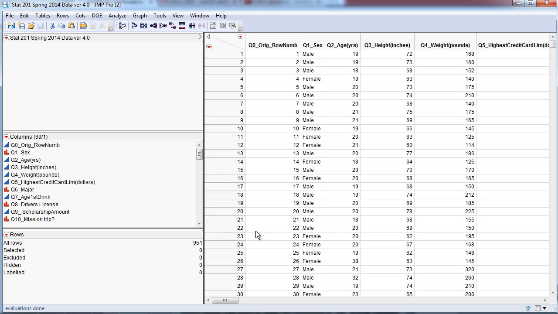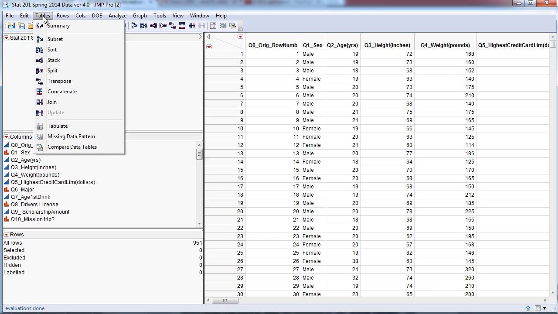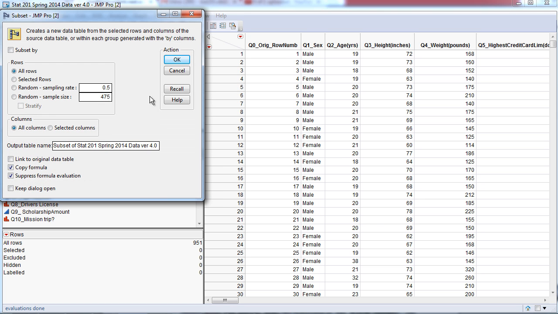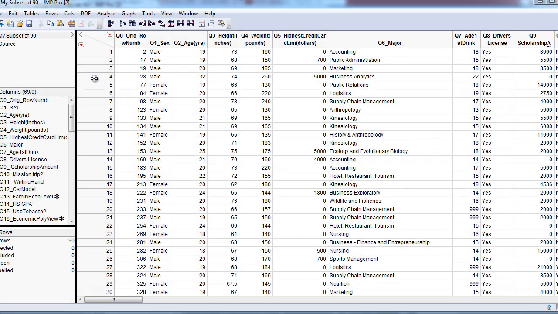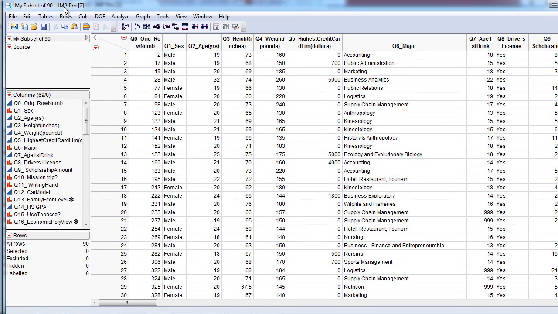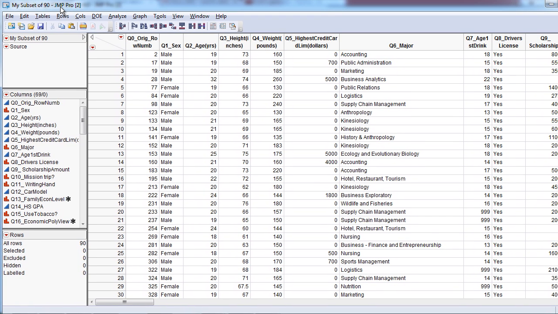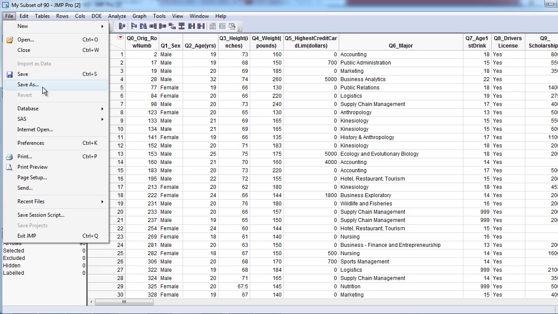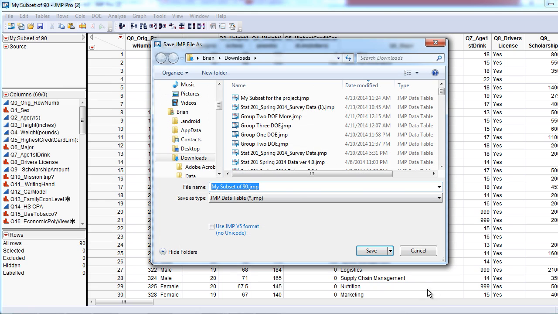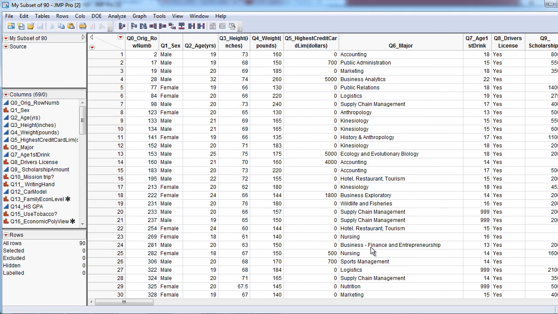There we go. We have the full data set at 951, and we're going to do like we did in problem number one. We're going to go to subset. We go right here to random sample size, and we type in 90. We can call it my subset of 90. So we've even named it now. We have the subset of 90 right here. Good deal. So this is our subset of 90. We can just save it just in case. Nice and neat. Have it saved.